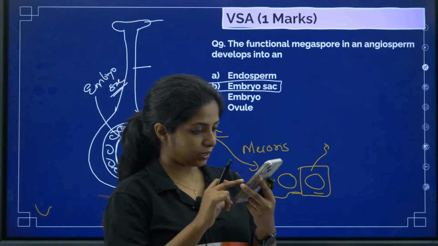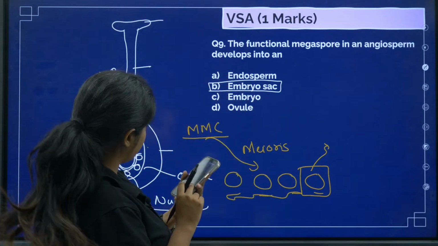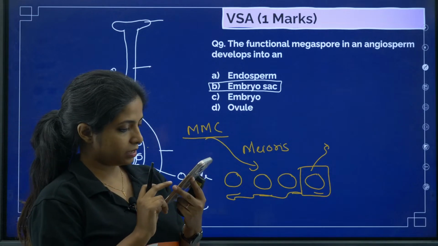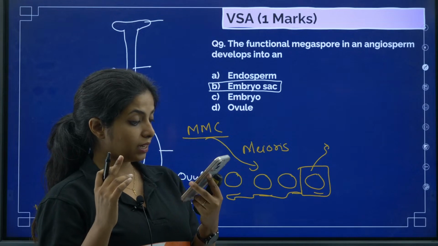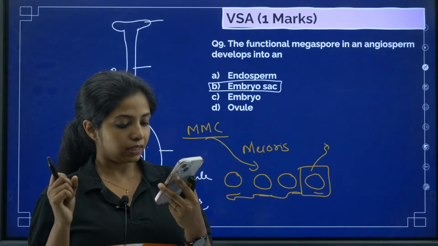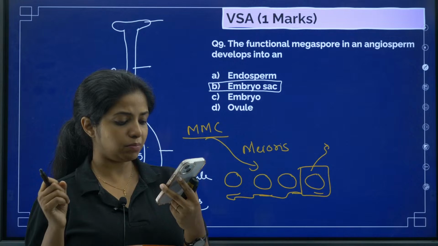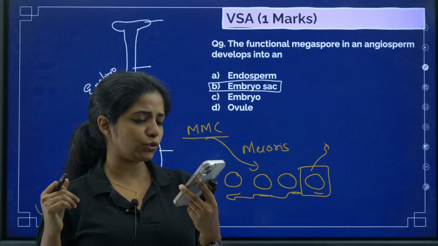Let's see who all got it correct. 9B, 9B, 9B. Aman says 9B, Pawan says 9B, Gauri says 9B. Monosporic development, exactly. Creative 9B, Shagufta 9B. Oh my god. Arushi says that these MCQs are so easy.